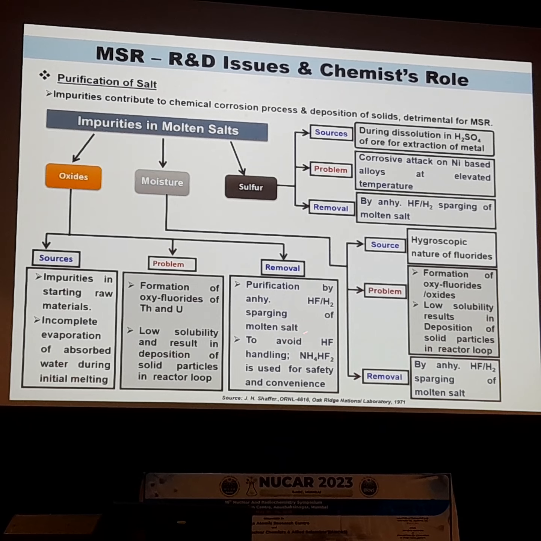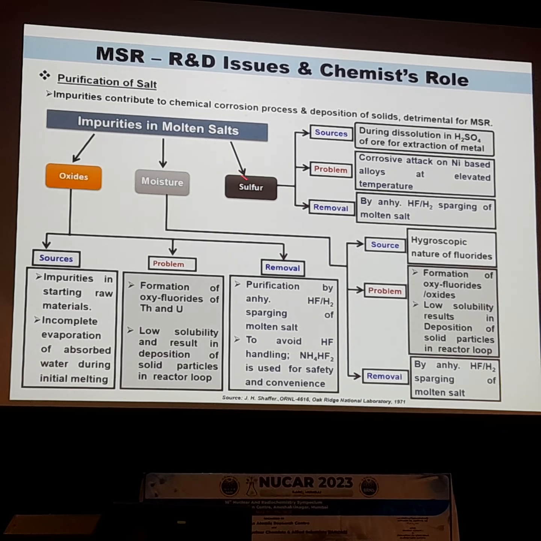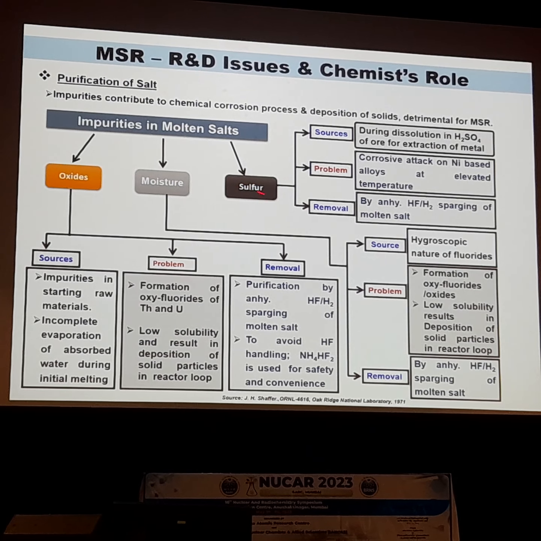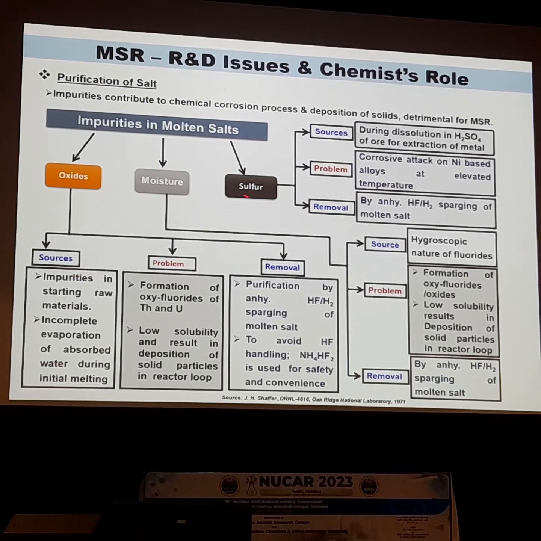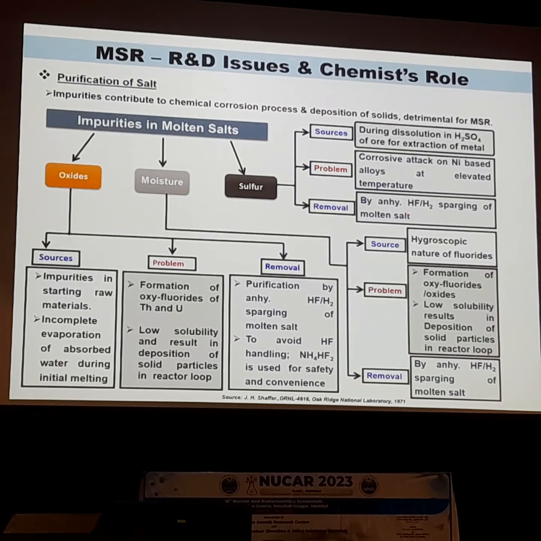Sometimes we want to avoid corrosive HF, so we use ammonium bifluoride for safety and convenience. Another impurity is sulfur. Sulfur comes when we dissolve the ore in concentrated nitric acid solution for extraction of metals such as lithium and sodium. At that time this sulfur comes in, and it is very corrosive towards structural materials like nickel-based alloys. So we have to remove this using anhydrous HF and H2 sparging in the molten salt.